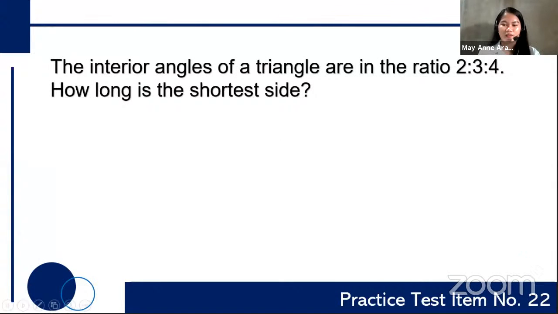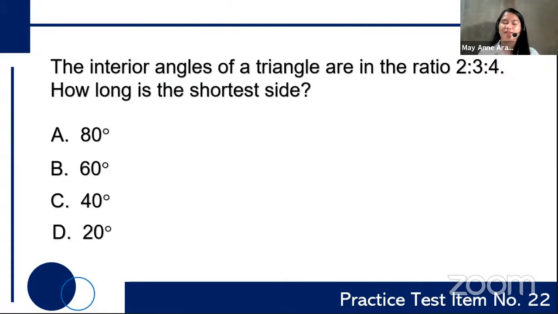Practice test item number 22. The interior angles of a triangle are in the ratio 2 is to 3 is to 4. How long is the shortest side? Choices: A, 80 degrees; B, 60 degrees; C, 40 degrees; and D, 20 degrees.